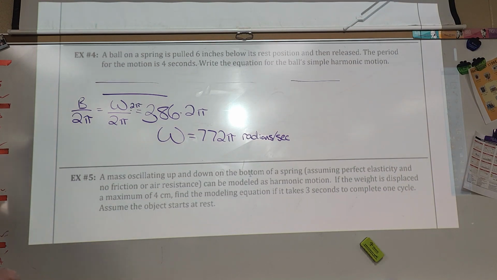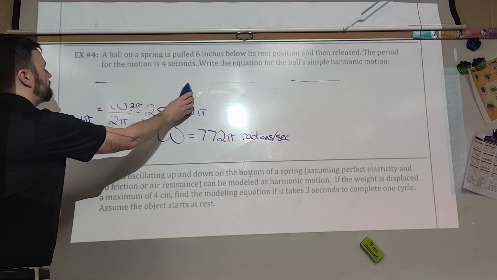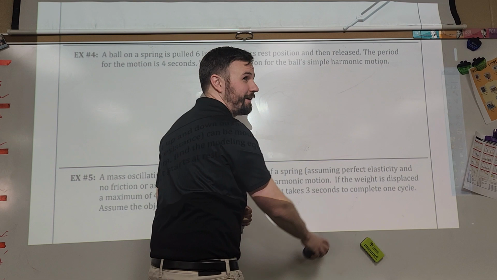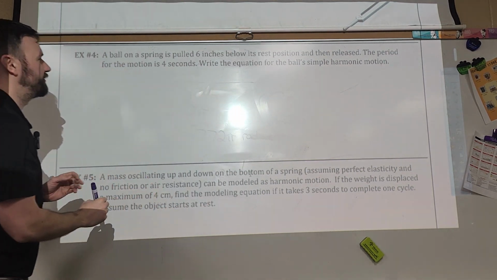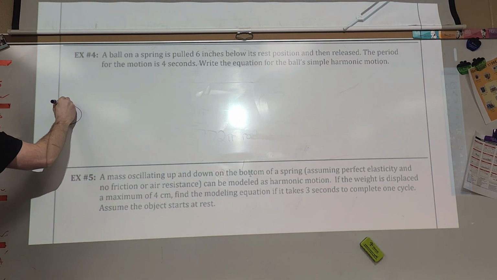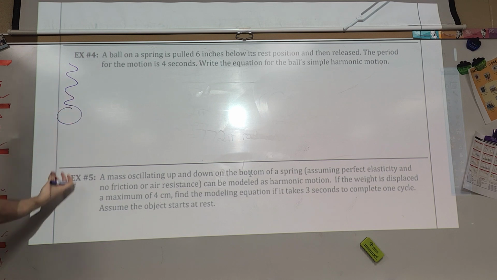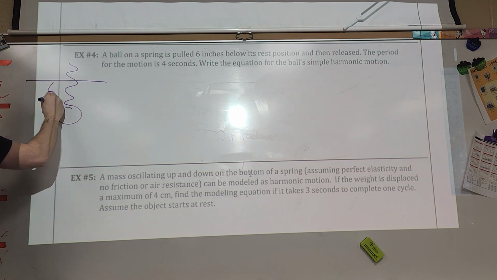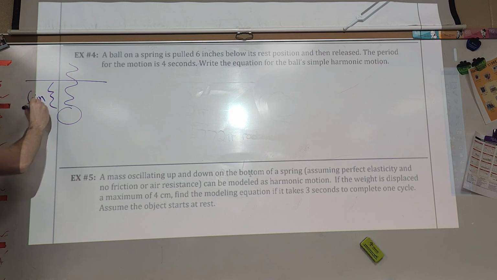Let's say I have a ball and a spring, and it's going to go boing, boing, boing, like cartoons. I'm going to pull it down 6 inches below its rest and release it. Now, if there's no friction and we're in a vacuum and I have a spring, it's going to go forever, right? Once I start it?